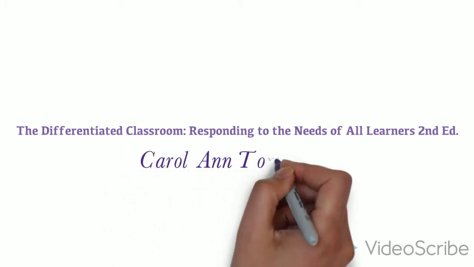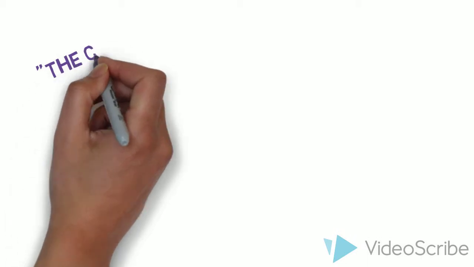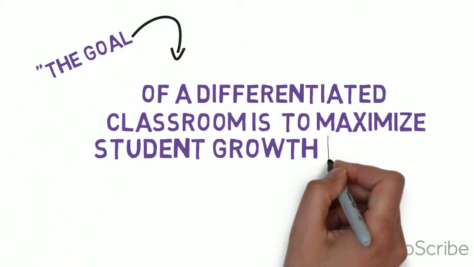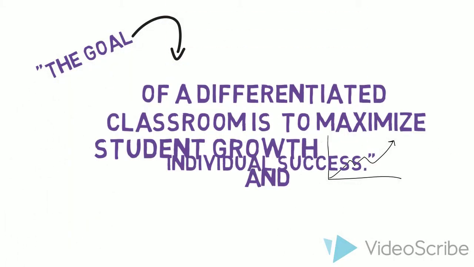In the book, The Differentiated Classroom, Responding to the Needs of All Learners, written by well-known educator Carol Ann Tomlinson, she states, "The goal of a differentiated classroom is maximum student growth and individual success."